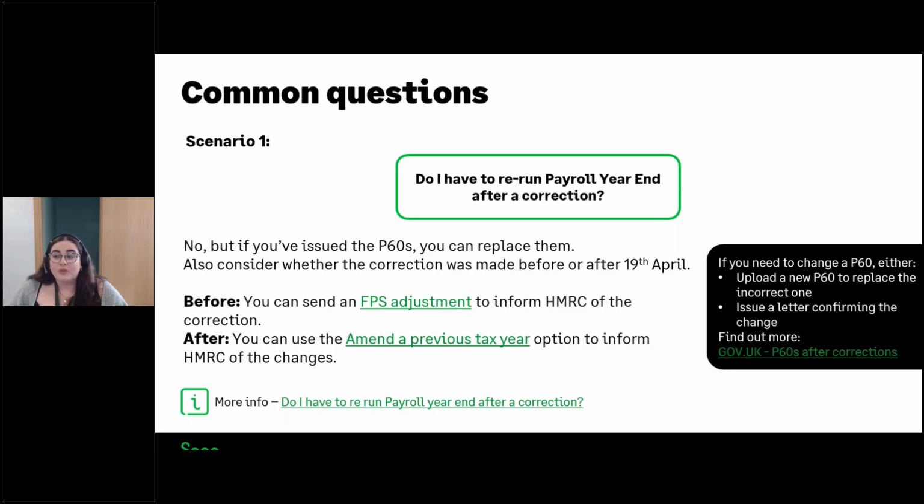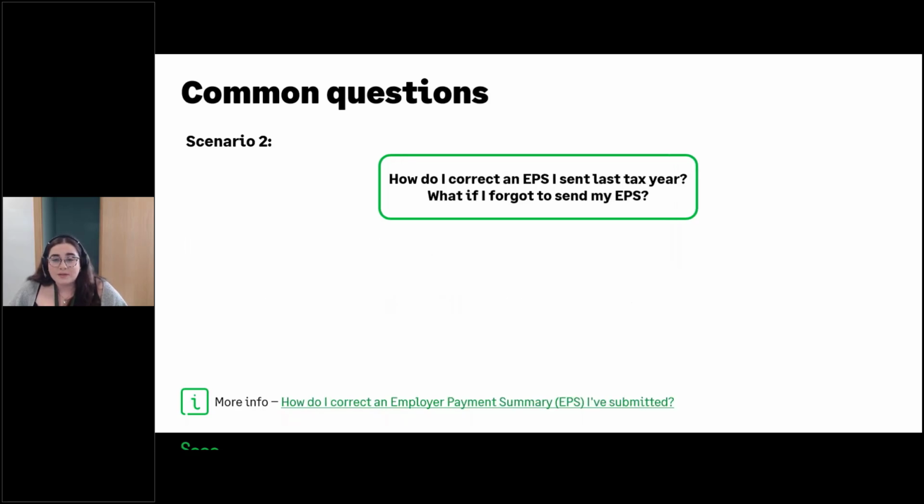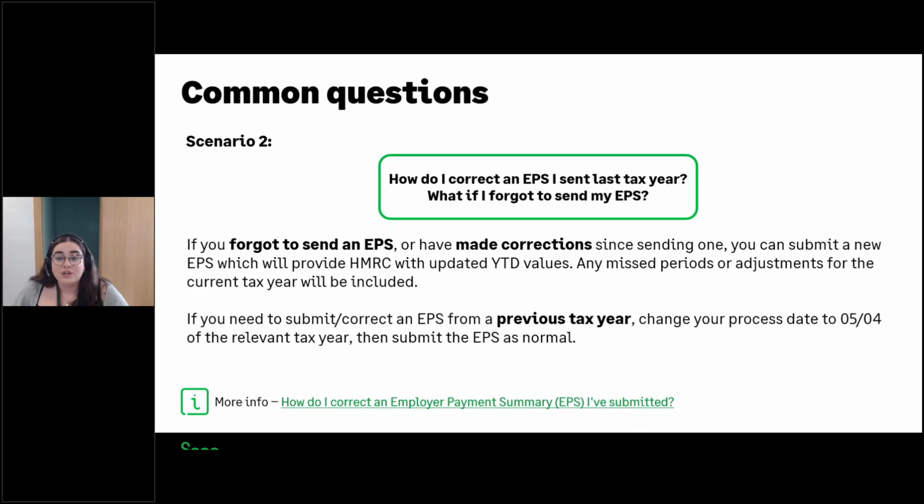Next question that I've got for you. This is to do with the employer payment summaries. How do I correct an EPS that I sent last tax year? Or what if I forgot to send my EPS? The good thing about the EPS is if you do forget to submit it, or you've made corrections since sending one, you can submit a new EPS, which will provide HMRC with the updated year-to-date values.